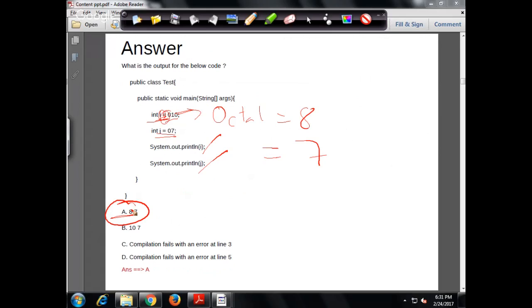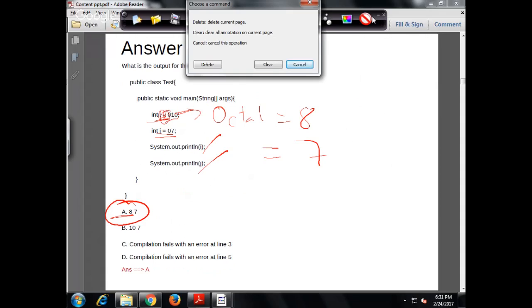Okay, so I really hope you understood the concept over here, that when you put a 0 in front of an integer, that integer literal is treated as an octal number and not as a decimal number. So this is the concept behind this particular question. It's a very small concept, and if you know it, you can solve this question very easily.